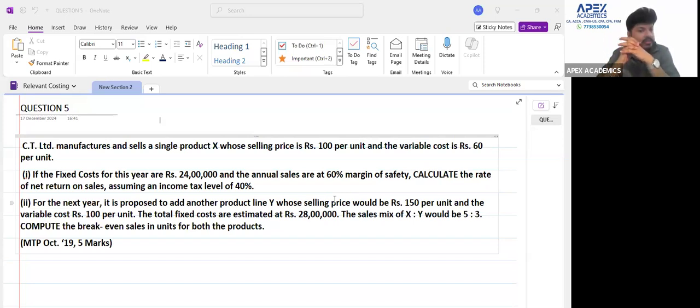The fixed cost is 24 lakhs and annual sales are at 60% margin of safety. Okay. Calculate the rate of net return on sales assuming what?